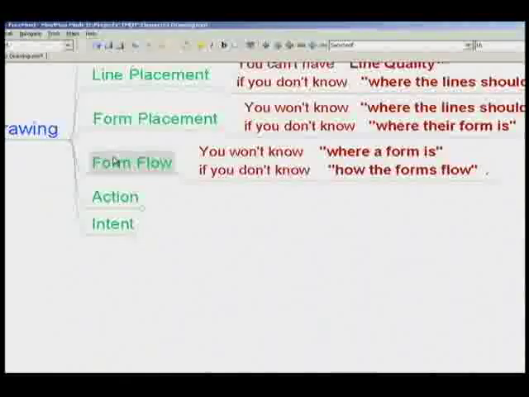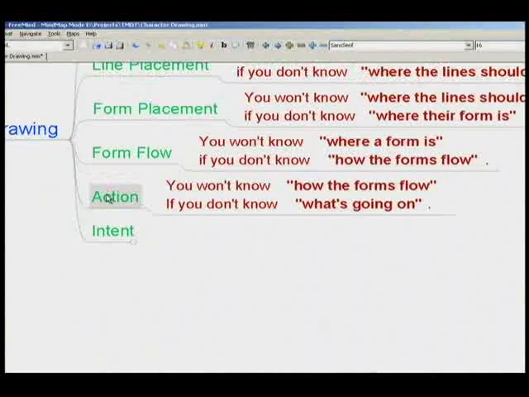So, next up is action. You might be trying to draw, and ask which way the forms should go. Should they go into the camera? Should they go away from the camera? Which direction should we put all these forms? So we need our action.